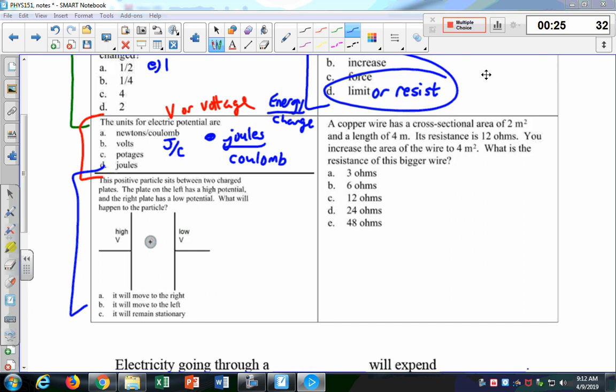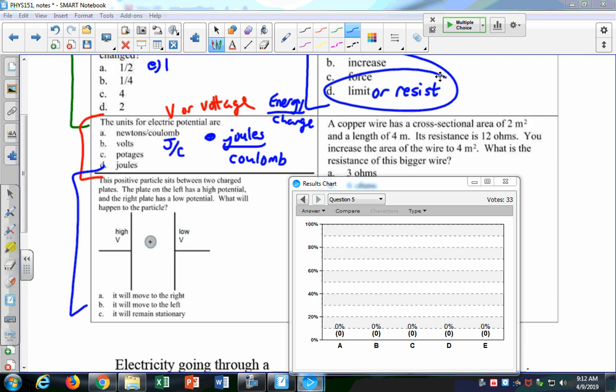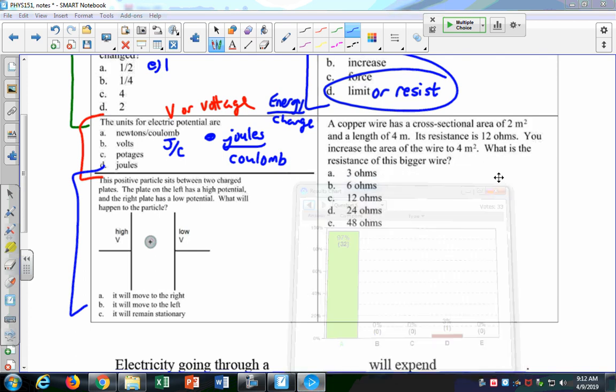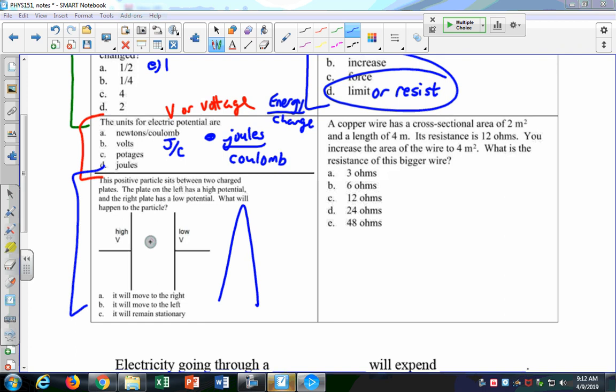All right, let's stop at 30. Good job. That's right. A positive charge will always move from high to low potential. Remember, negative charges move from low to high potential, but a positive charge will always move from high to low. If I put the charges on this, because these are charged plates, this would be the positive side, and this would be the negative side. So it's going to experience a force in that direction, and the electric field lines will point in that same direction.